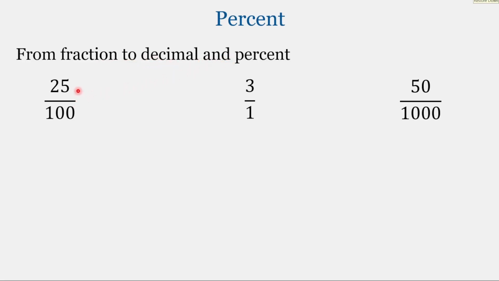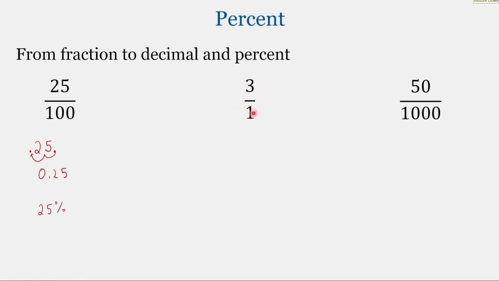So we have the fraction 25 over 100. So going from fraction to decimal, I'll go ahead and divide 25 by 100. Again, when we divide by 100, we're going to move that decimal point 2 places to the left. And this will give us the decimal 0.25, or 25 hundredths. And then our fraction is written as a number per 100. So in percent form, we have 25%.